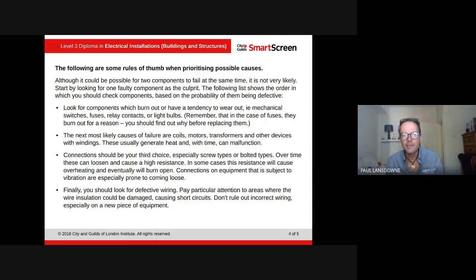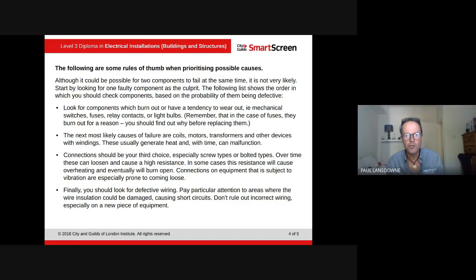Remember that in the case of fuses, they burn out for a reason, and you should find out why before replacing them. The next most likely cause of failure are coils, motors, transformers, or other devices with windings. These generally heat and with time can malfunction.